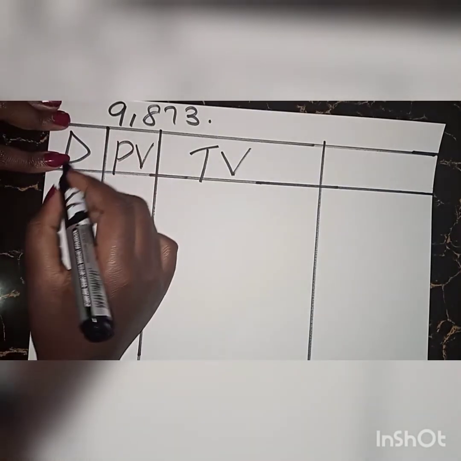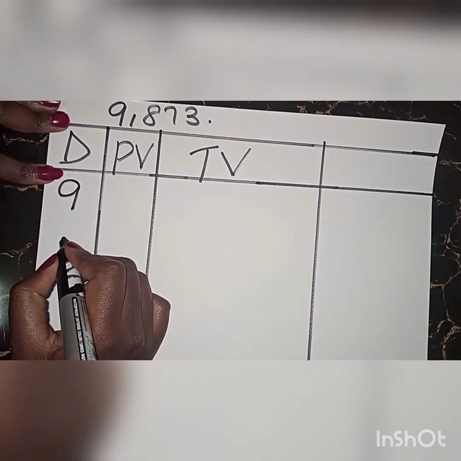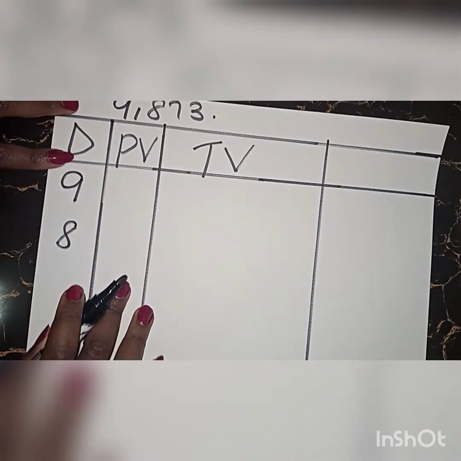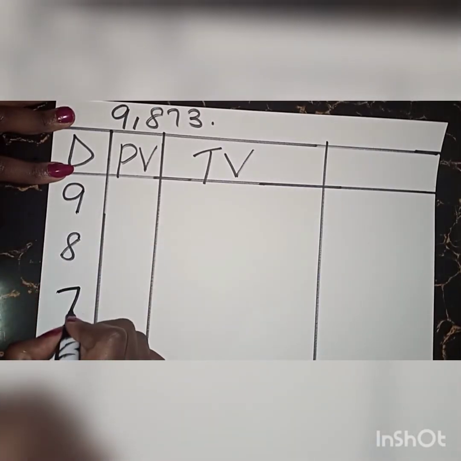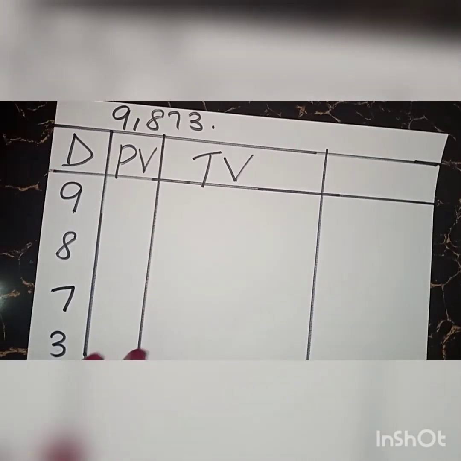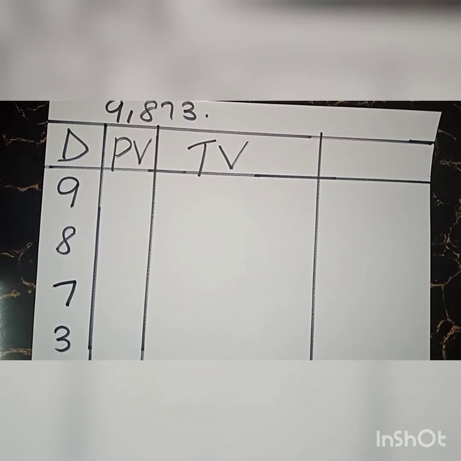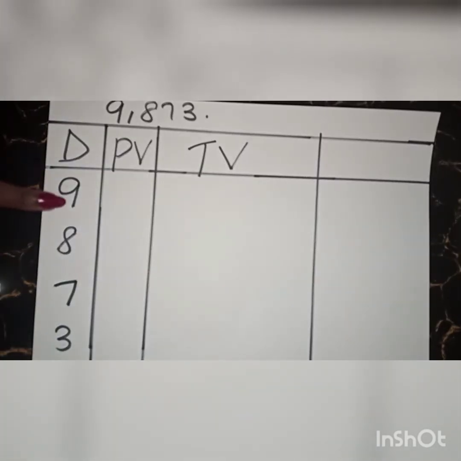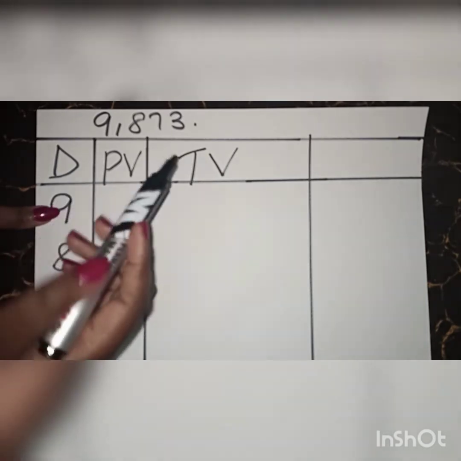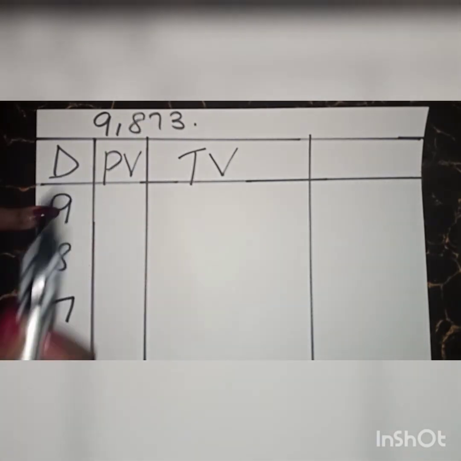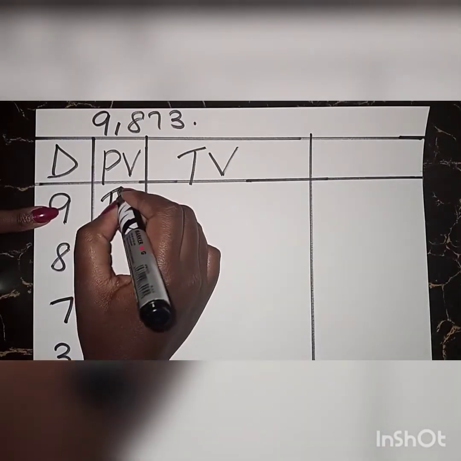So 9, 8. How many digits does this number have? 1, 2, 3, 4. So 9, 8, 7, 3. Okay, so let's look at these numbers one by one. Okay, what is the place value of 9 in this number? The place value of 9 is ones, tens, hundreds, thousands. So the place value of 9 is thousands.